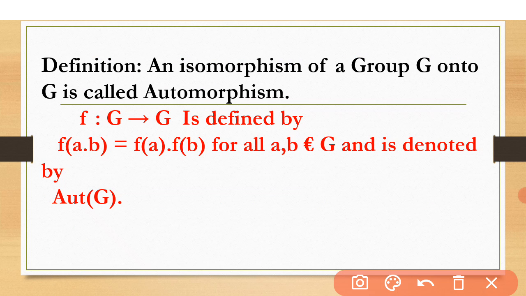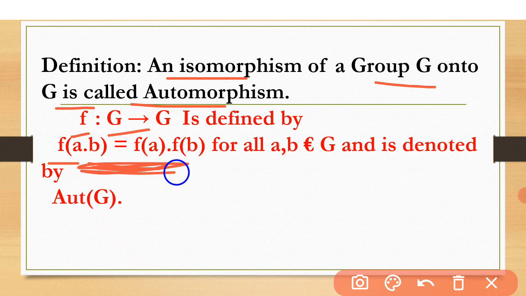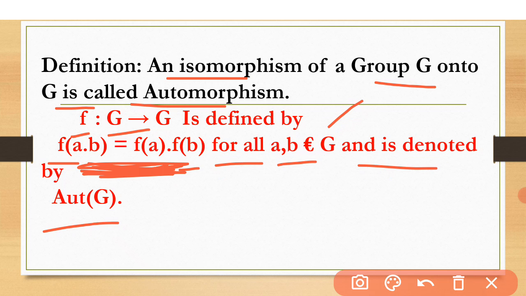By definition, an isomorphism of a group G onto G, as we studied, is called an automorphism. F is a function from G to G defined such that f(ab) equals this. This is called a homomorphism, and if it is onto and one-to-one, then it is called an isomorphism. f(a·b) is equal to f(a)·f(b). The operator is preserved for all a, b belonging to G, and it is denoted by Aut(G), or automorphism on G.